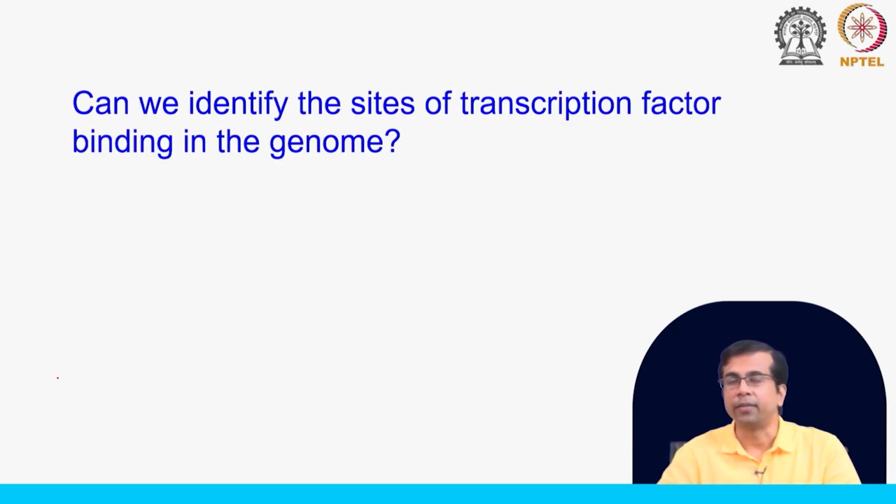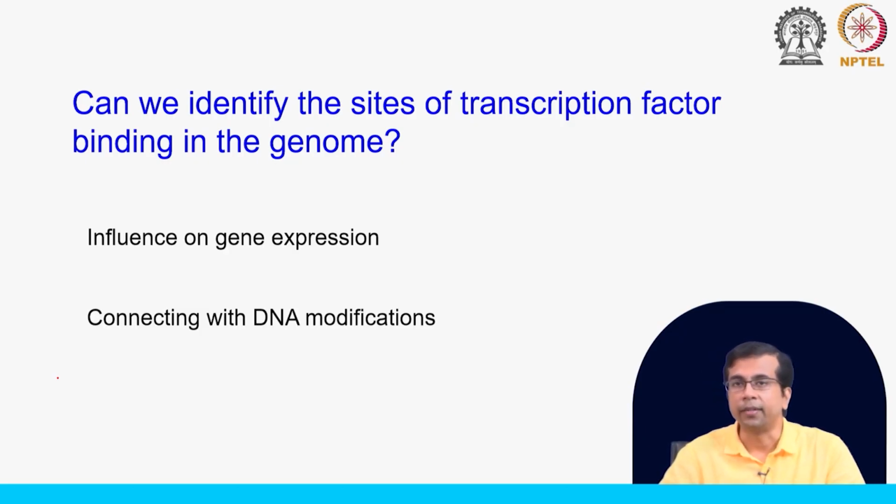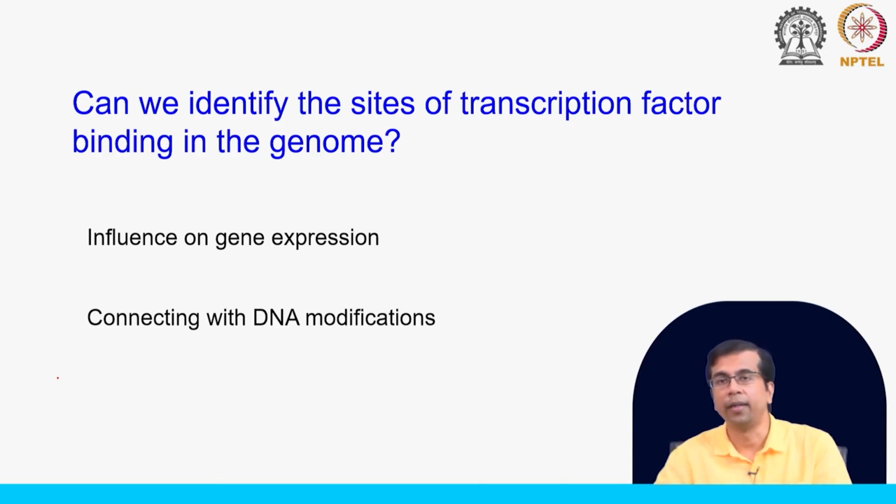So, can we identify these sites of transcription factor binding in the genome directly? Instead of relying on the methylation information, can we directly identify the binding sites of transcription factors in the genome? The ultimate goal is to understand how the epigenome regulates gene expression. If we can identify these transcription factor binding sites and see whether transcription factors are bound to specific sites, then we can correlate that with the gene expression levels. This will influence gene expression, and of course, we can also connect this information with the DNA methylation studies. We can then say this kind of methylation pattern blocks these transcription factors, or this kind of methylation pattern attracts this kind of transcription factors. This will be more informative in association with the DNA modifications.